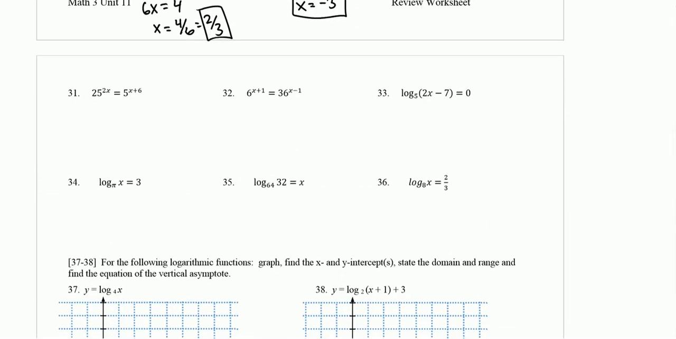25 is 5 squared, so 5 to the 2x is 5 to the x plus 6. Multiply those exponents, you get 4x equals x plus 6. Subtract x from both sides. Divide by 3, and you get x is 2.